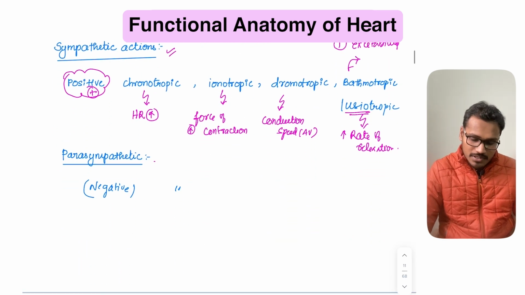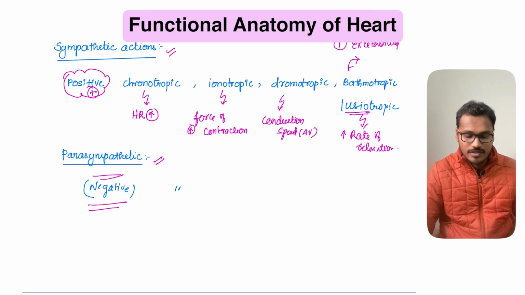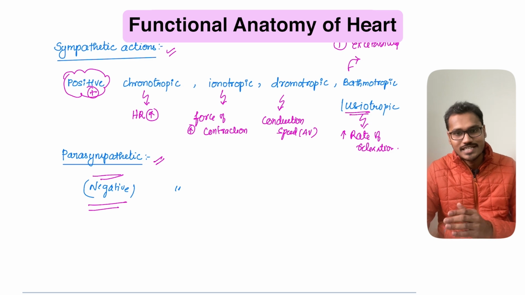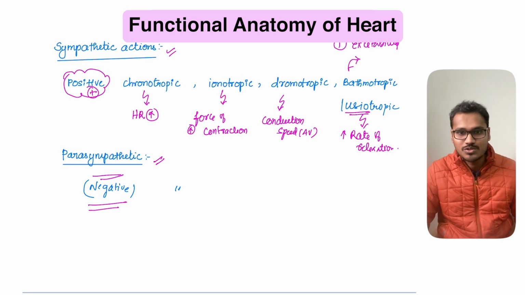Whereas the parasympathetic system has a negative impact on all of them. That is, it is going to decrease the heart rate, decrease the force of contraction, decrease the conduction speed, decrease the excitability, and decrease the rate of relaxation. It is exactly opposite to that of the sympathetic system.